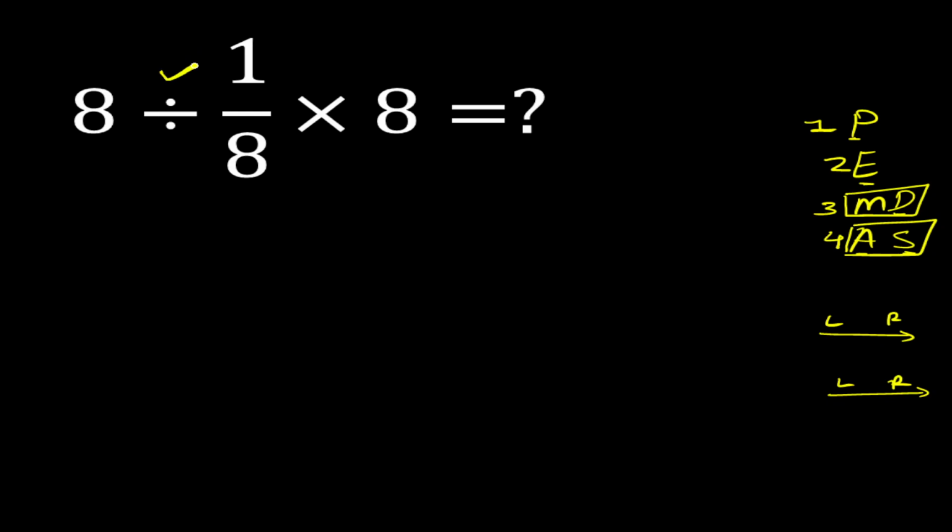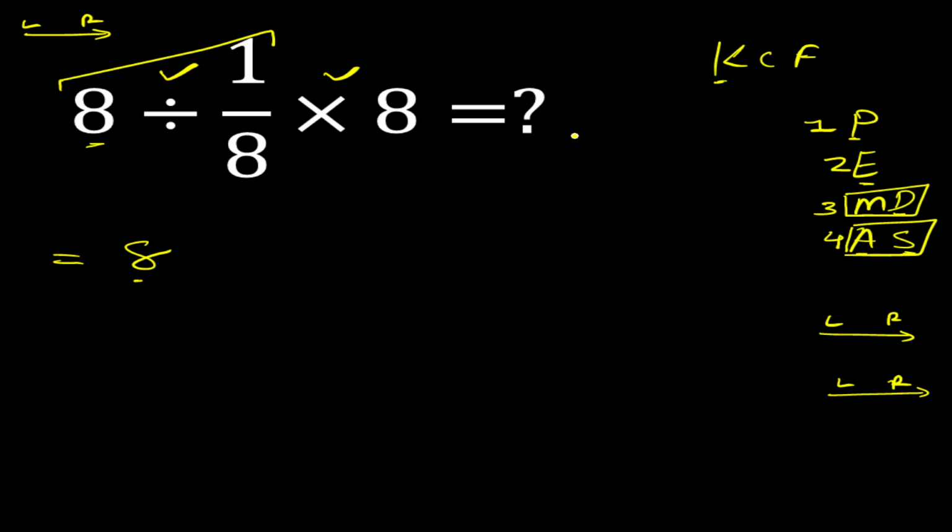In this question, here we have one division and here multiplication, and both have equal priority, so we have to solve it from left to right. So first we have to solve this part, right? So now 8, now according to the KCF rule, K means keep this 8 as it is, C means change this sign from division to multiplication, and F means flip this second fraction, 1 upon 8 is equal to 8 upon 1, right, times 8.